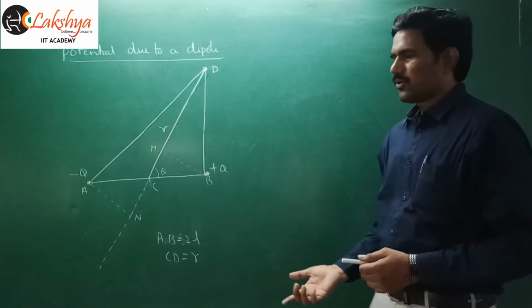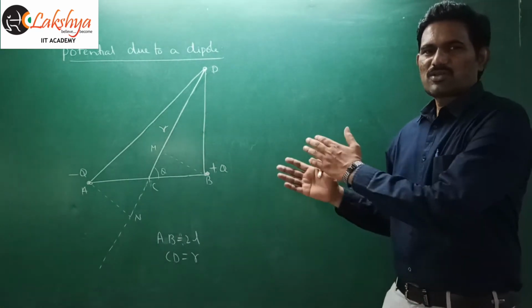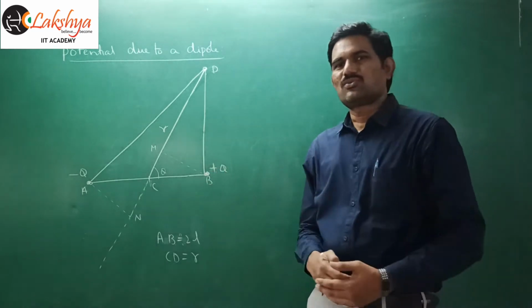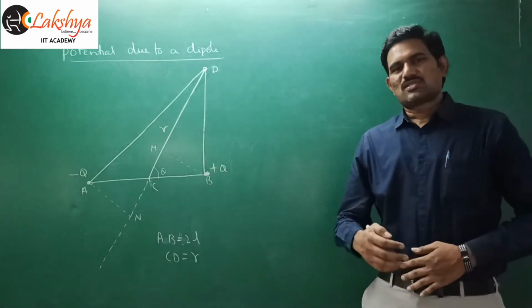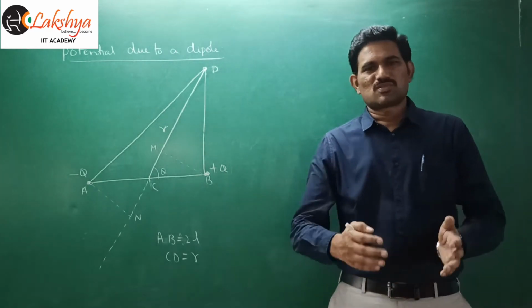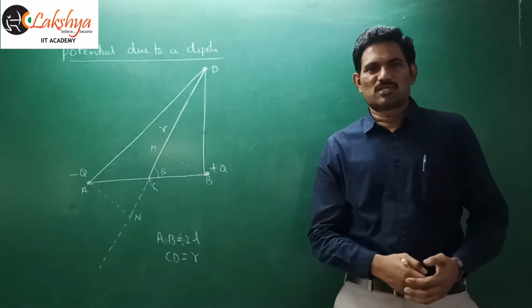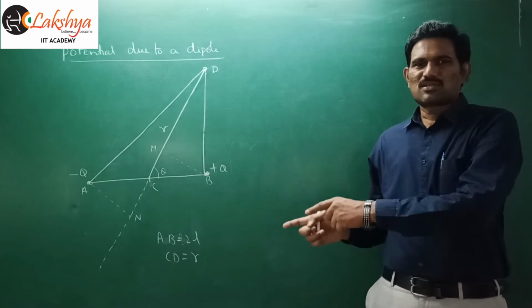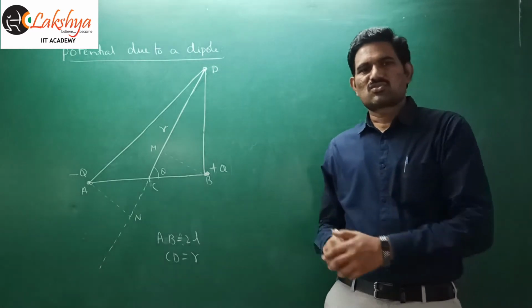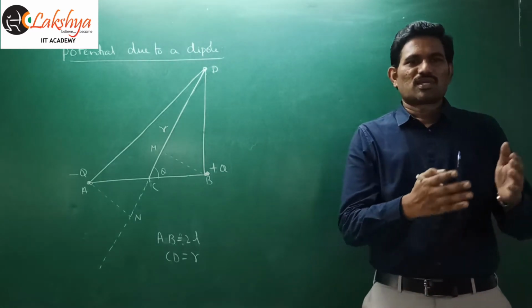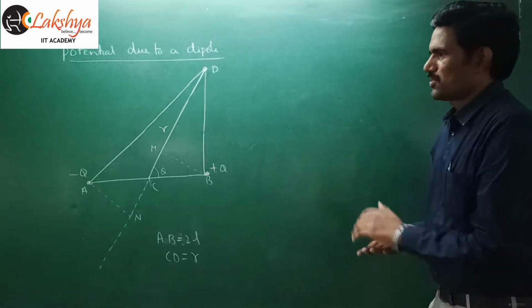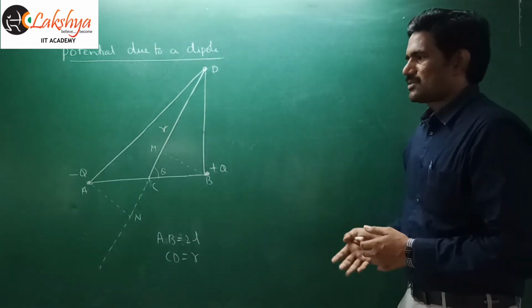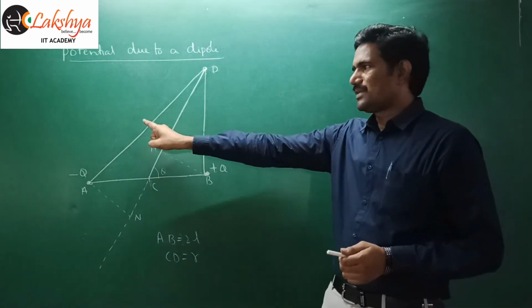So potential at the point D is nothing but potential due to the positive charge plus potential due to the negative charge, because we know potential is a scalar quantity. So for the combination of charges we can add the potentials due to the individual charges. Here there are two charges, one positive and the other negative. So we can add the potential due to the positive charge and the potential due to the negative charge to get the potential at that point. So for that we need to write this distance here.